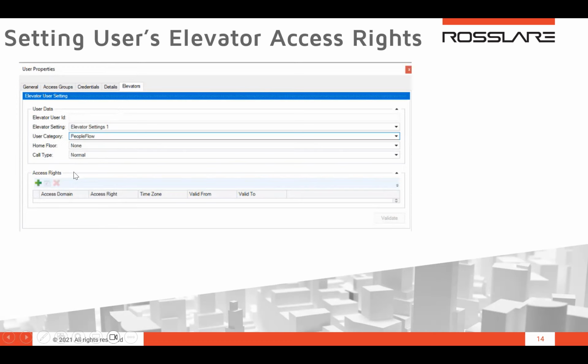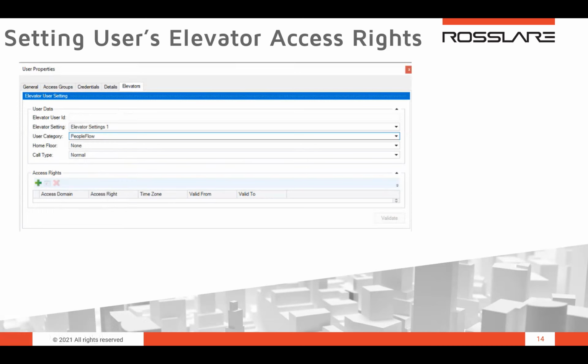But before that, I want to remind you that, as we said, not always do we have to assign the user access right groups. If we select for the user a home floor to allow him only to a specific floor, then that is his access rights. But if the user doesn't have a home floor, we have to assign him floor access rights. We have to assign him access domains. Here we see the access domain and the access rights. And we have to do it via the access rights section.